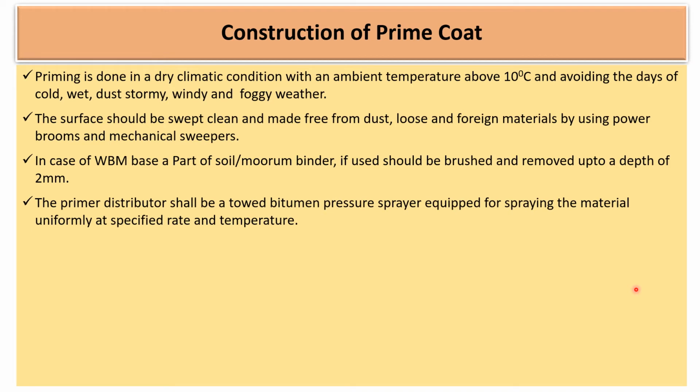Fourth step is about the use of the primer distributor. If cutback bitumen is to be used in priming, the surface should be perfectly dry. But if you apply bitumen emulsion, then the surface shall be just wet with a very light sprinkling of water. The prime coat over the granular base is applied by a self-propelled mechanical distributor equipped with a bitumen pressure sprayer for spraying the material uniformly at the specified rate and temperature.